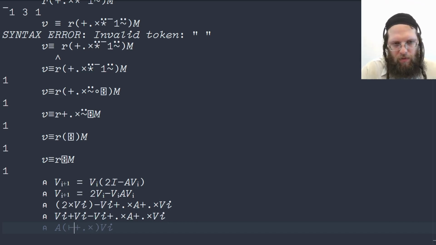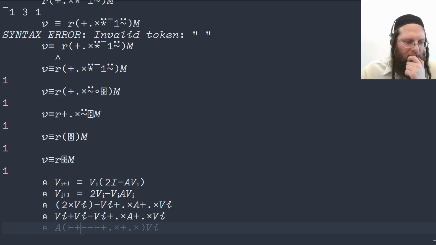So V_i is the right argument, plus dot times that. And then we want to subtract this from V_i, the right argument, minus that. And then we add another one of the right arguments. We can write it up like this. So here's a tacit way to compute this, and this is one iteration of it.